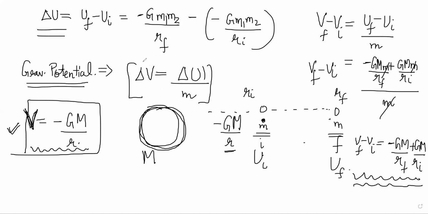Yes, sir. And you need to know that there is no other meaning to this V term other than this definition. You don't have to think of it as something new. It is just potential energy per unit mass. So change in potential energy per unit mass is the change in potential.